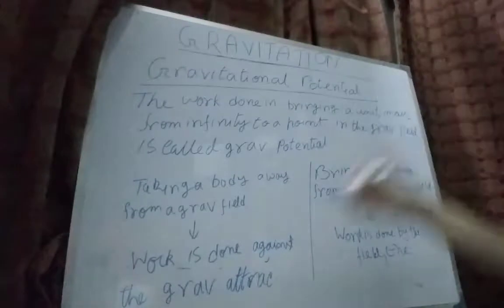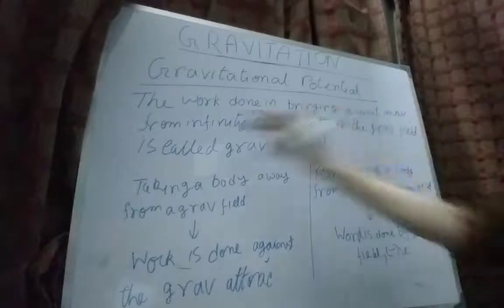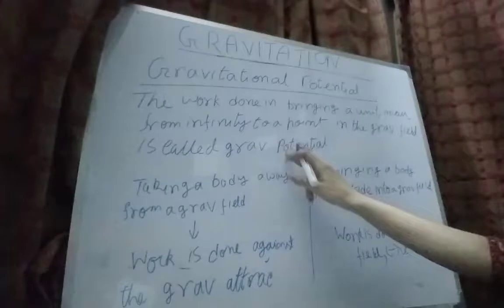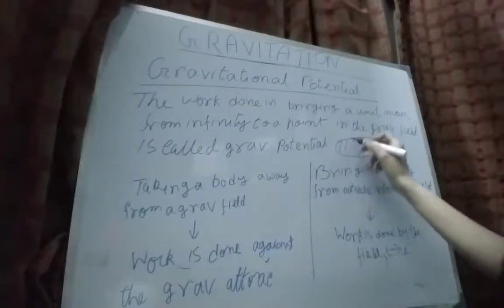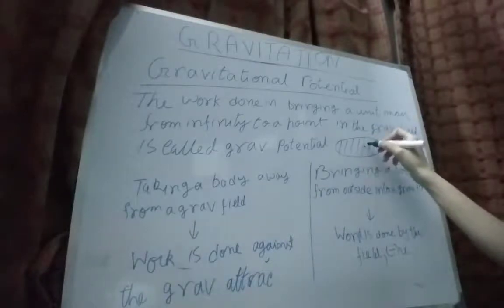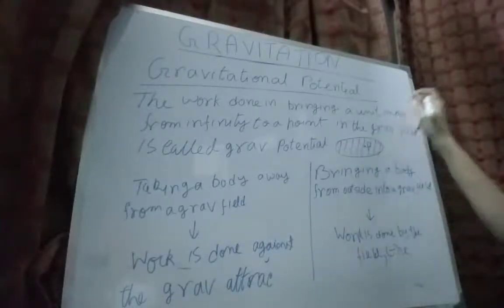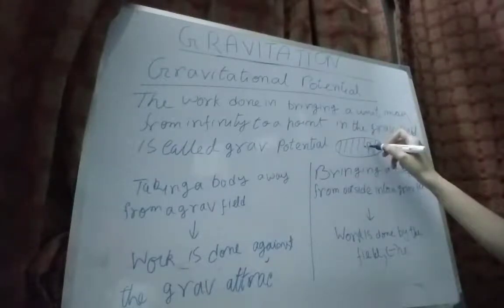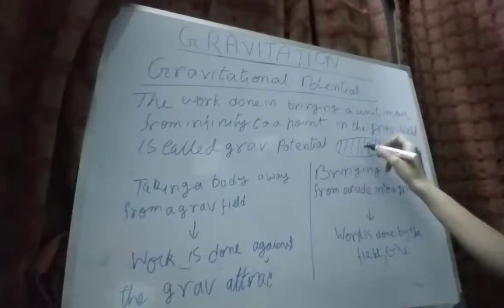What is the gravitational potential? This is the work done in bringing a unit mass from infinity to a point in the gravitational field. Suppose this is a gravitational field and we are bringing a unit mass to a certain point P in this field. Then the work done in bringing this unit mass from infinity to the point P will be called the gravitational potential at that point.